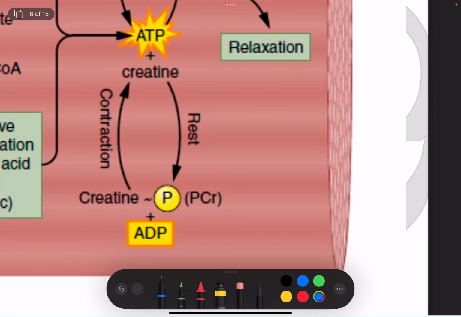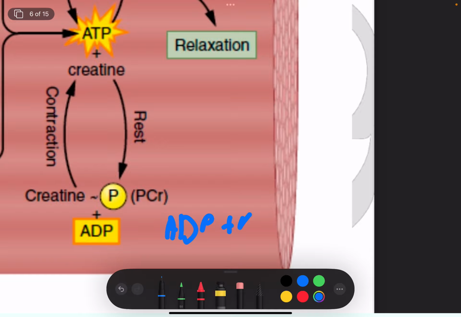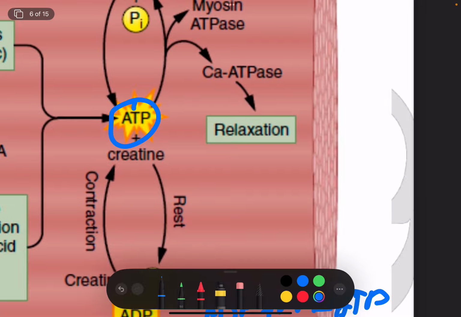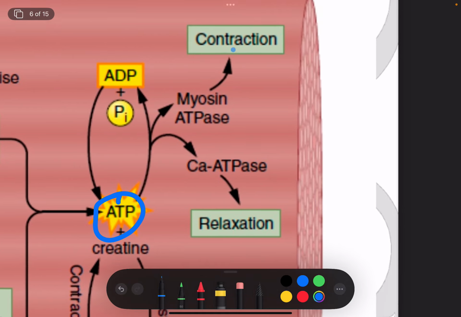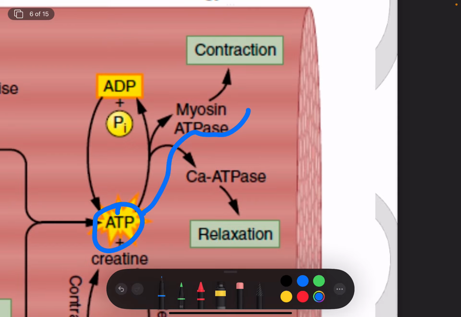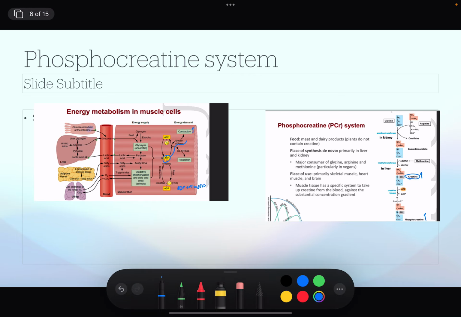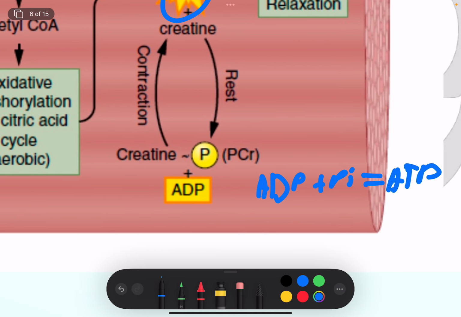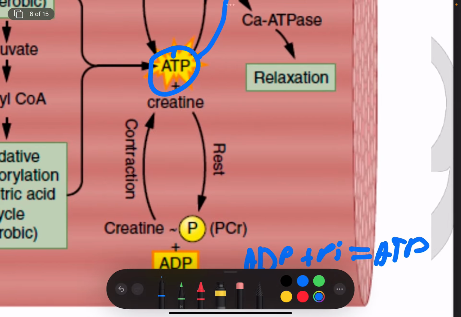So we are resting, we have phosphocreatine and ADP, but when we contract, this phosphocreatine will give its phosphate, so it will be ADP plus Pi producing ATP right here. And when we have ATP, we could contract. We could go all the way here, and it leads to contraction of the muscle. And this is why the phosphocreatine system is important, because it donates its phosphate group and adds it to the adenosine diphosphate and creates adenosine triphosphate.